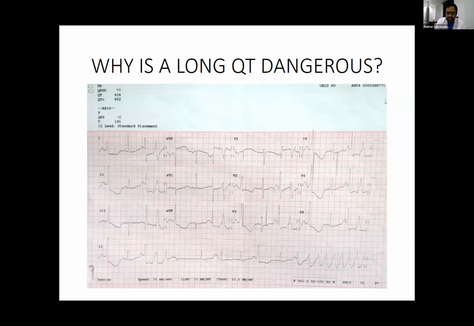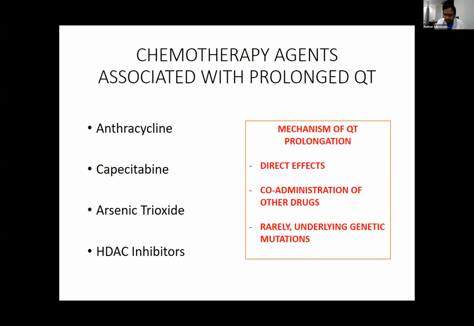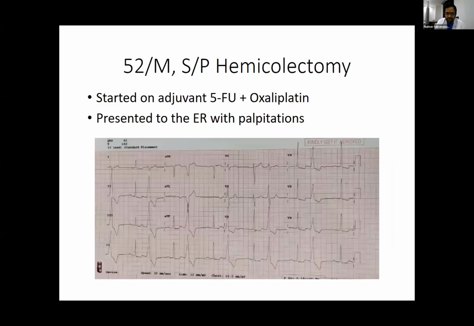But very rarely what can happen is you can have these kind of very bad arrhythmias where they go into torsades kind of conditions. So this is also something to keep in mind. These are some of the drugs that are associated with a prolonged QT interval that we need to keep in mind. Anthracyclines have been known, and we also need to know that co-administration of other drugs is also very important.